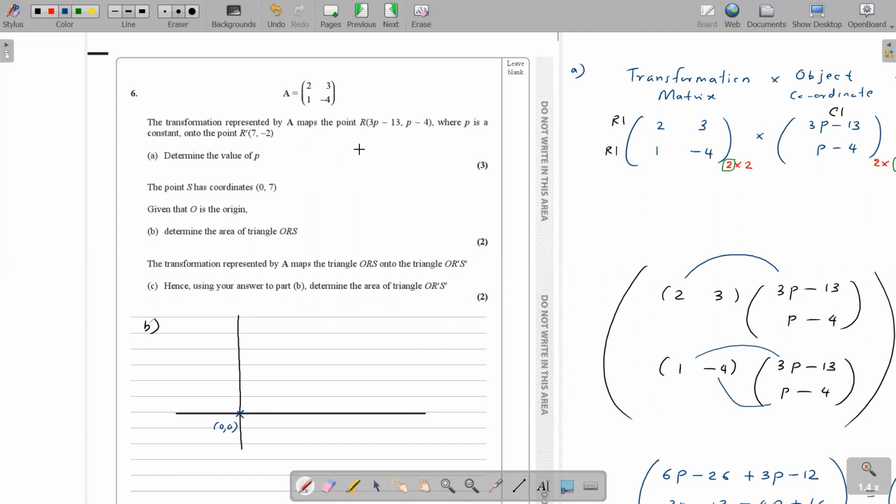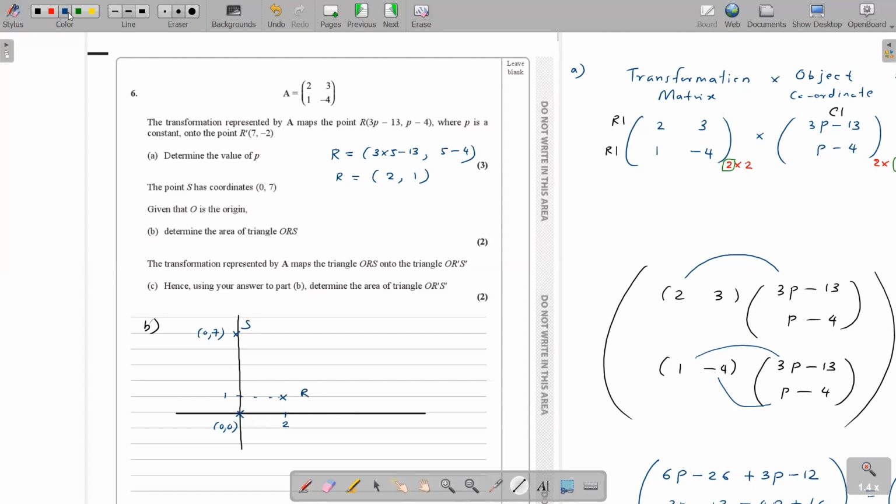So can you all tell me what's the R coordinate when P is 5? Replace P with 5. What is the coordinate of R? 3 into 5 minus 13 is? And 5 minus 4. So the R coordinate will be 15 minus 13, 2, and 5 minus 4, 1. So R coordinate is 2, 1. Are you with me? R is 2, 1, and S is 0, 7. When X is 0, Y is 7, which means it's somewhere over here. So this is O, this is R, and S.